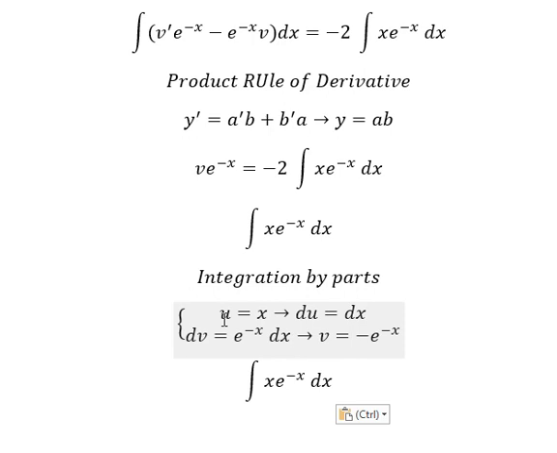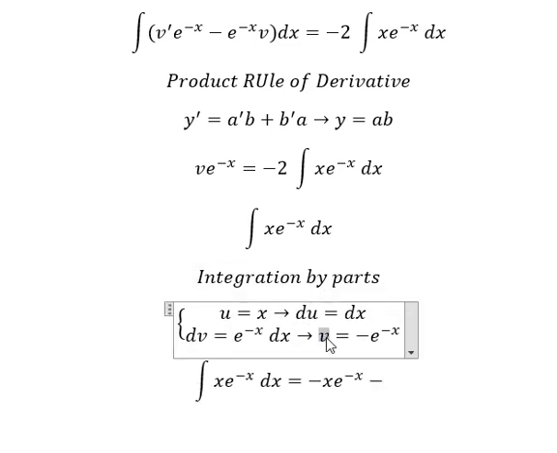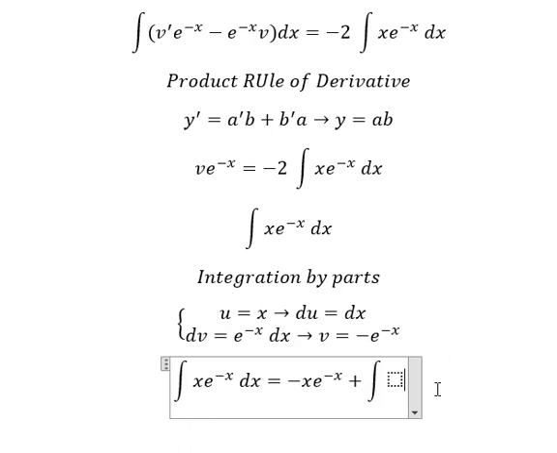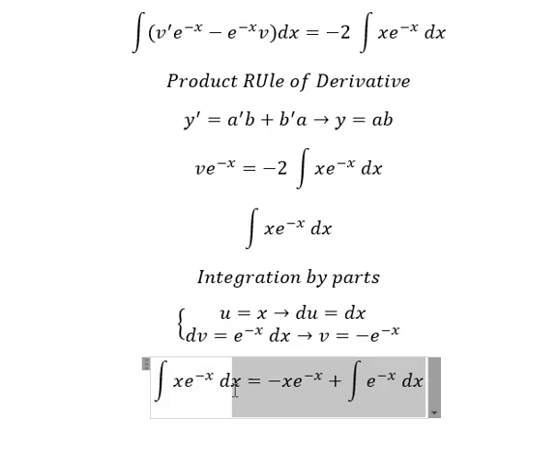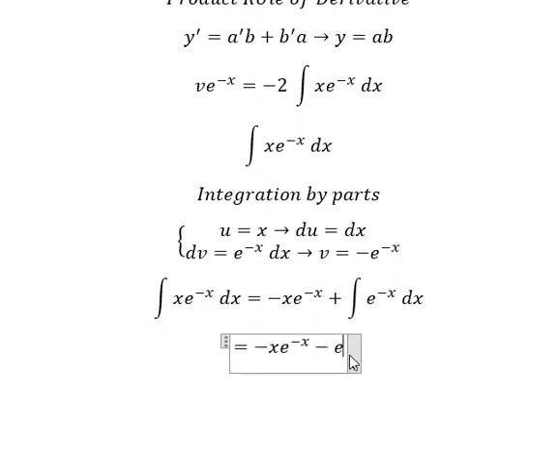So we have u multiplied by v minus the integral of v du. So negative and negative, we have positive, and now we have the integration of e to the power of negative x dx. So the integration of this one, we have negative e to the power of negative x, and I will put plus c.